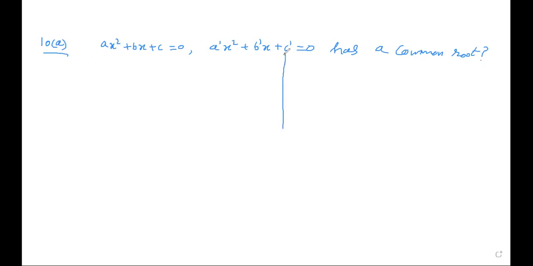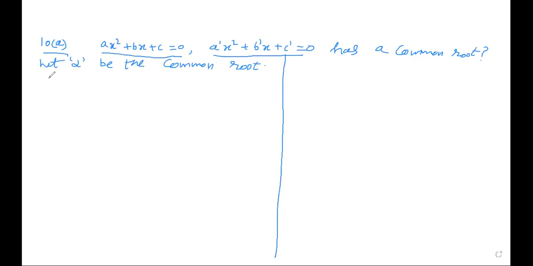So first we consider that alpha be the common root. Okay. And if alpha is common root, it means it will satisfy both the equations. Is that clear to you? So we can write a alpha square plus b alpha plus c equals to 0 as equation number 1, and alpha will satisfy the second equation also. So a dash alpha square plus b dash alpha plus c dash equals to 0, which is equation number 2.